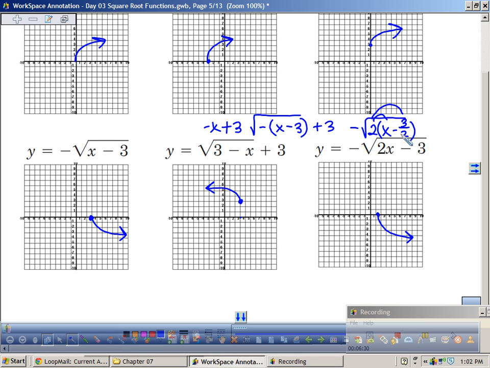3/2. 3/2 is 1.5. Okay? Okay, here's another thing. Check this out. Before, when we had a coefficient greater than 1, it made it really skinny, right?